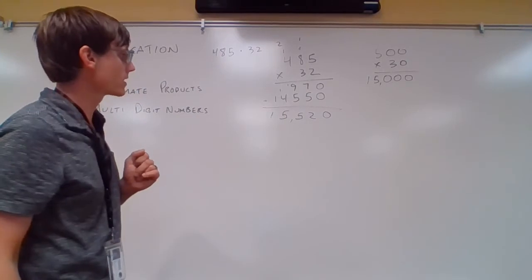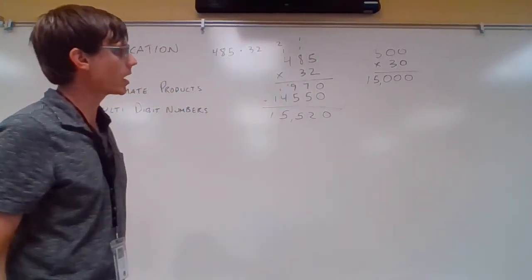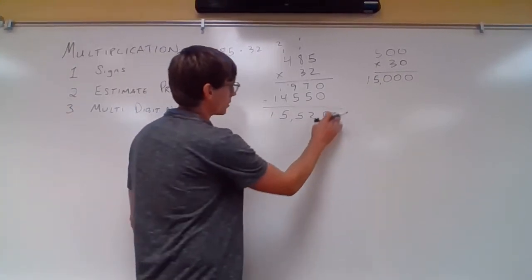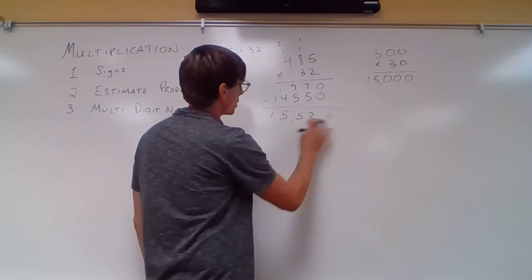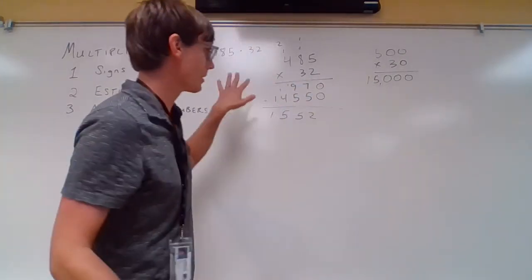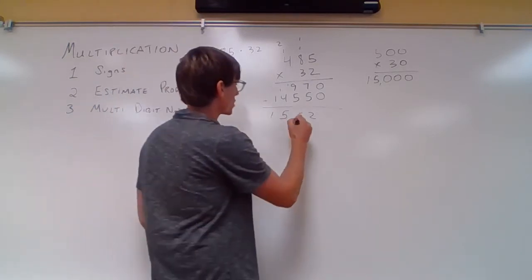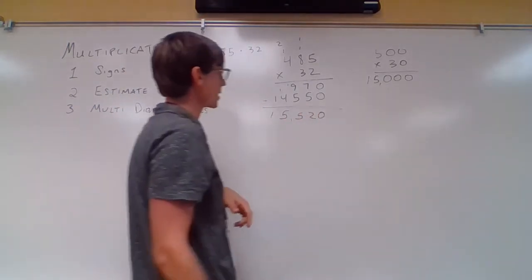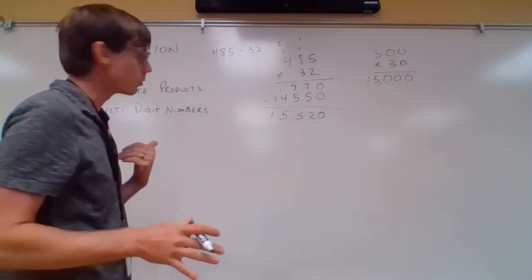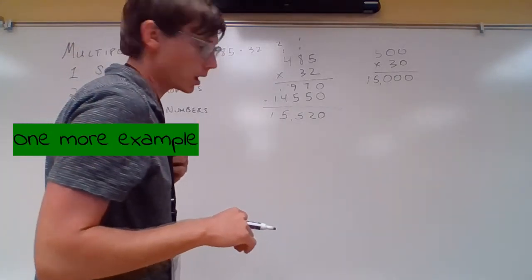Put a comma in there to make it a little bit easier to read. So we have 15,520, which of course is very close to our estimation. So I think we are correct, right? If we ended up with something like, say we forgot those zeros, you'd look at your estimation and go, well, something must not be right. So that's why it's important to estimate. You can kind of catch those mistakes. Okay, so that is the correct answer, 15,520.